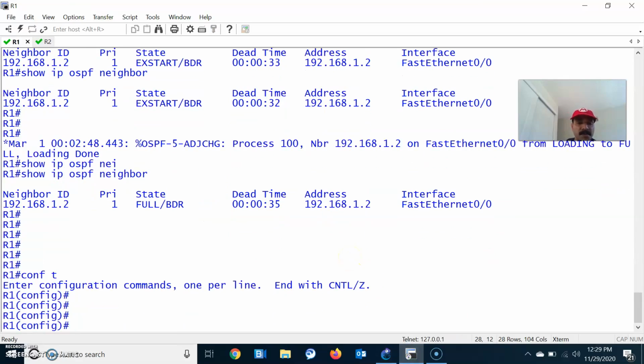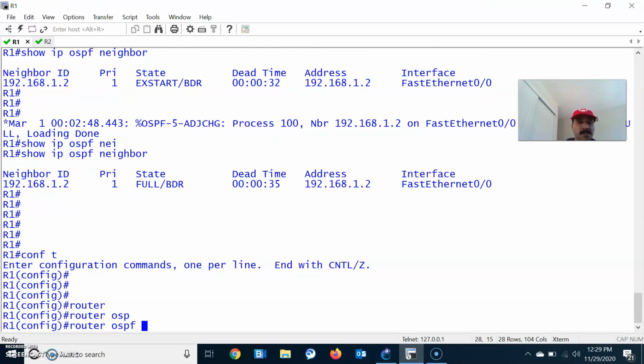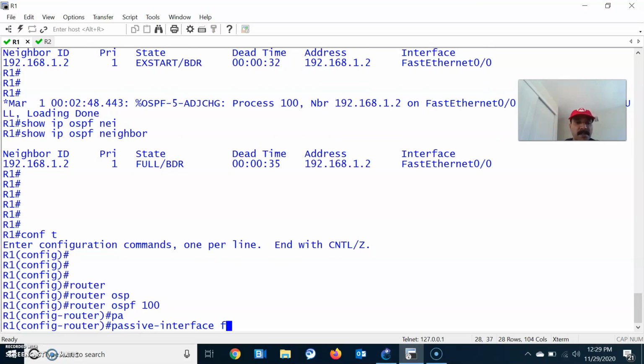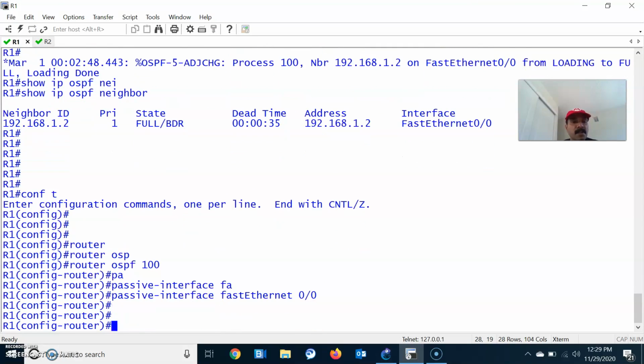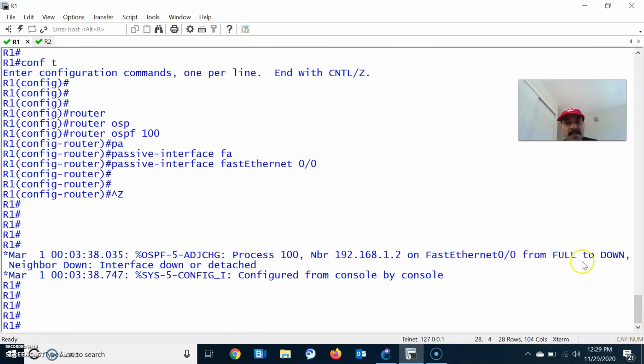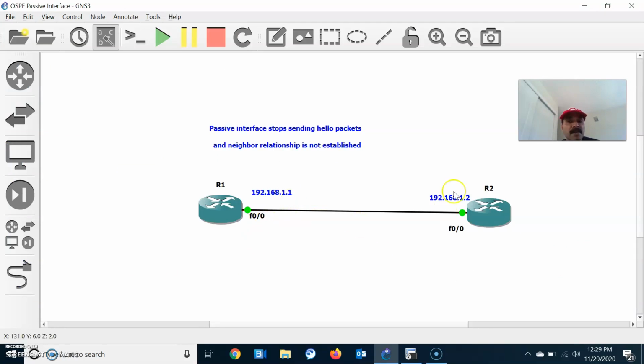Go to the configuration mode, router OSPF 100 and the passive interface FastEthernet 0/0, right? So once that is done, automatically we will see it will went to down state, right? So it went to full to down. That means it is not establishing the neighbor relationship with the R2 because of the passive interface, because the passive interface stops sending hello packet and it will break the neighbor relationship between R1 and R2.